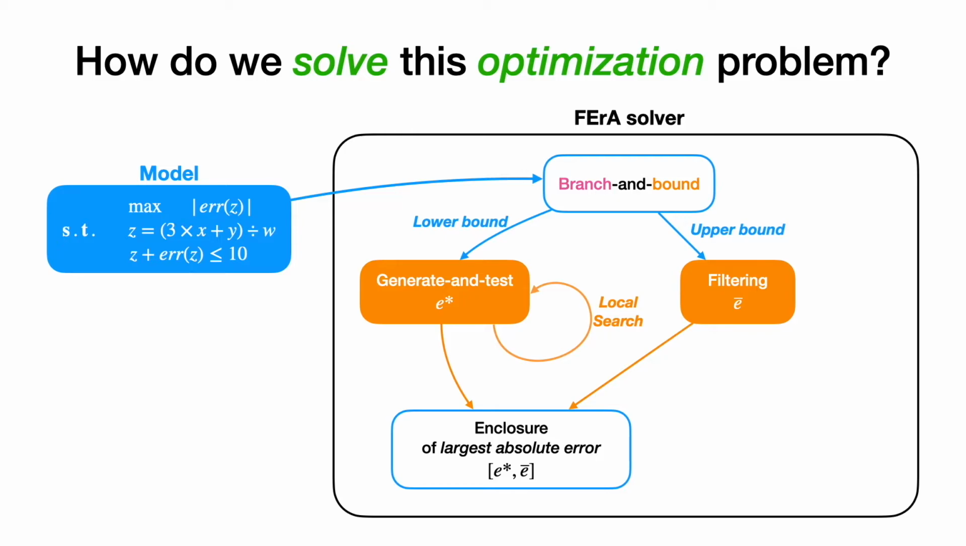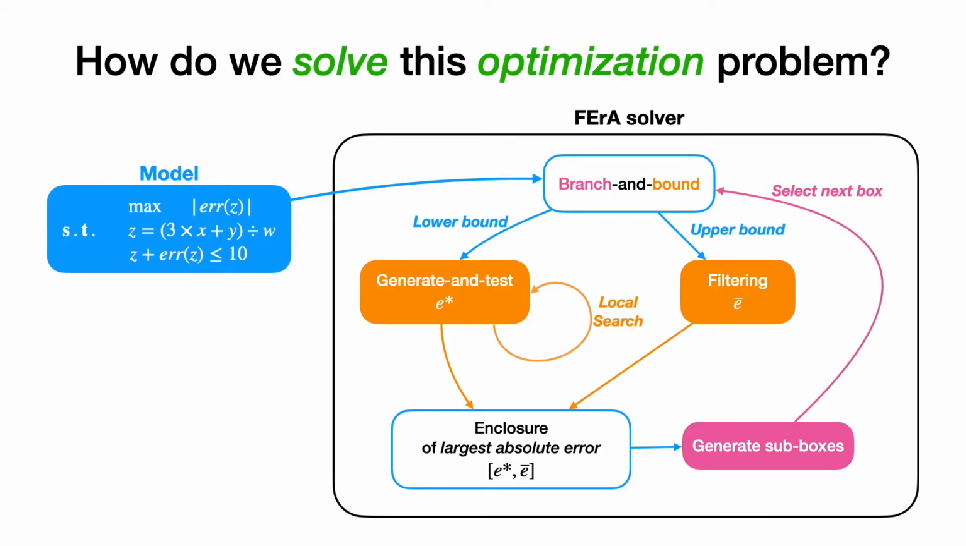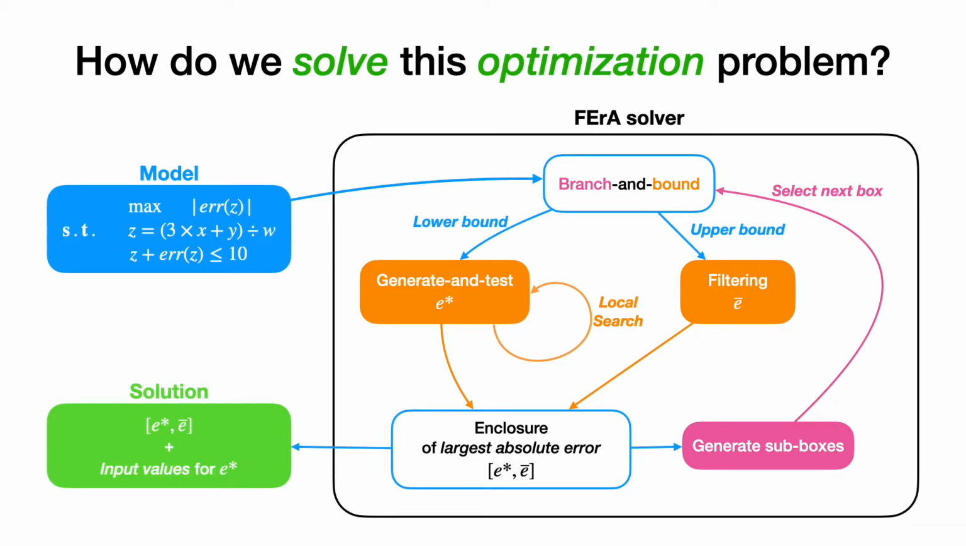The next step is to go to branching. First, we need to generate sub-boxes from the current box, and finally select a new box in the list of available boxes to explore. Now the whole process repeats itself until there is no boxes to explore. We now have the best enclosure we can compute of the largest absolute error, and we will output it as a solution alongside the input values for the lower bound.